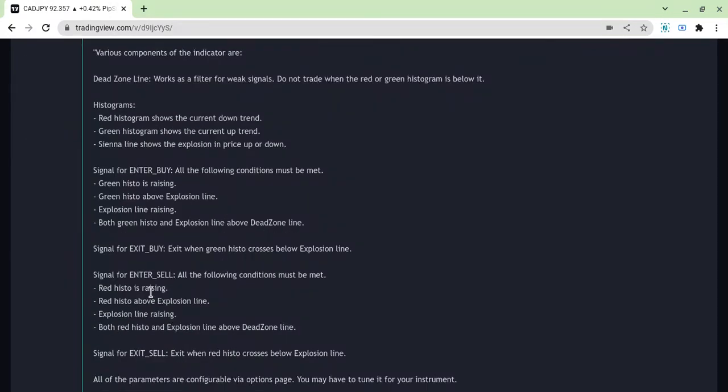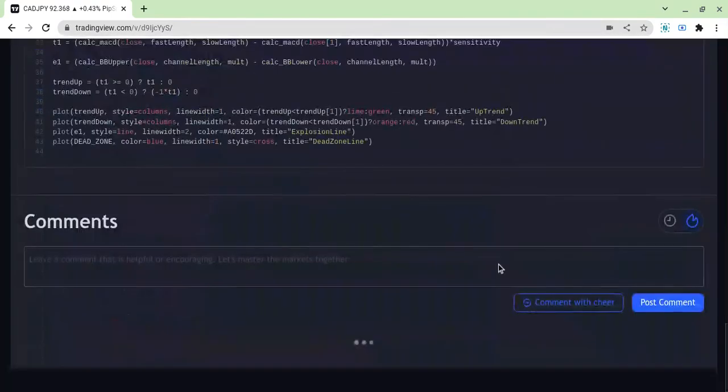Same thing is the opposite for a sell. The red histo is rising. It's above the explosion line. The explosion line is supposed to be rising, and both of them are above the dead zone. Now you exit when the green histo crosses below the explosion line, or when the red histo crosses below the explosion line. So let's go.